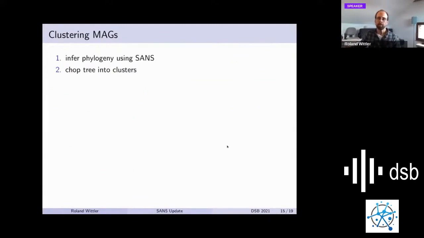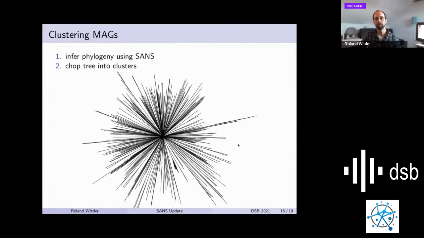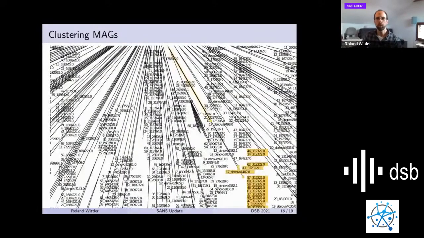The idea was, let's try to use Sohn to infer a phylogeny, and then take this tree and chop the tree somehow into clusters. So we first computed the tree, and the tree looked like this. And well, at first glance, you would say, wow, what a bad phylogeny this is. But the point is, we are actually not interested in a good phylogeny. We are interested in a tree that can be nicely decomposed into clusters. And this actually works quite well.